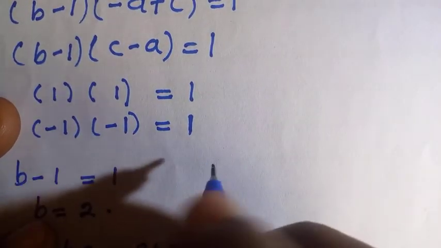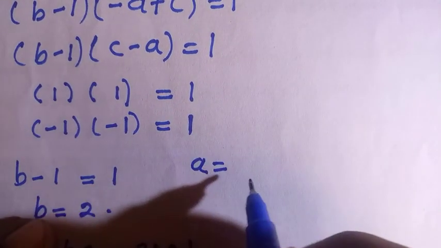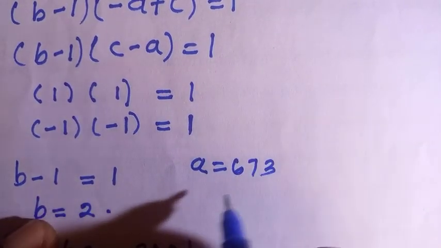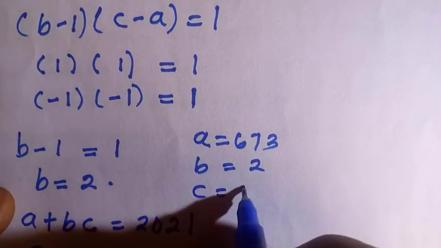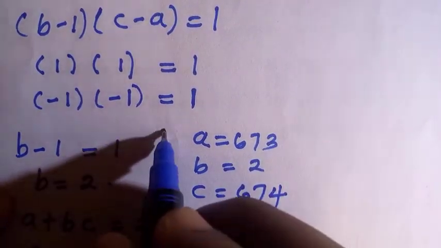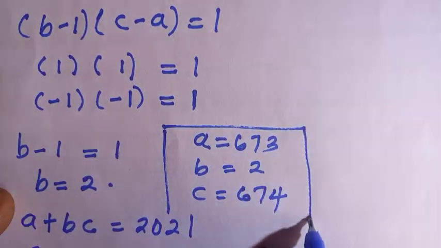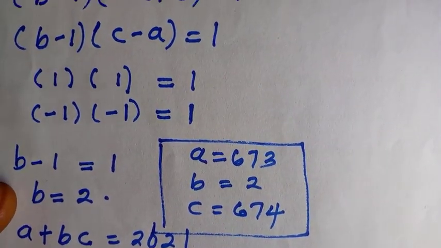So these are the three values for when we test b minus 1 equals 1. Then we have a equals 673, b equals 2, and the last one, c, equals 674. So this is how I got this, but it doesn't end here.